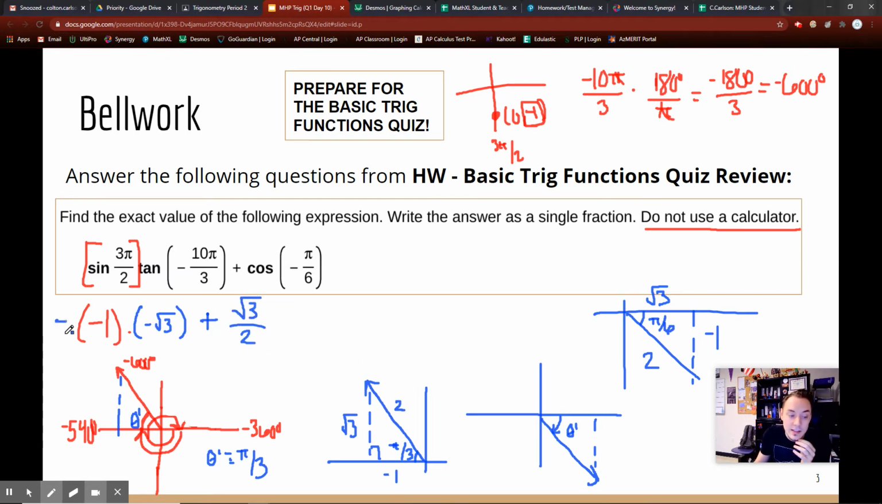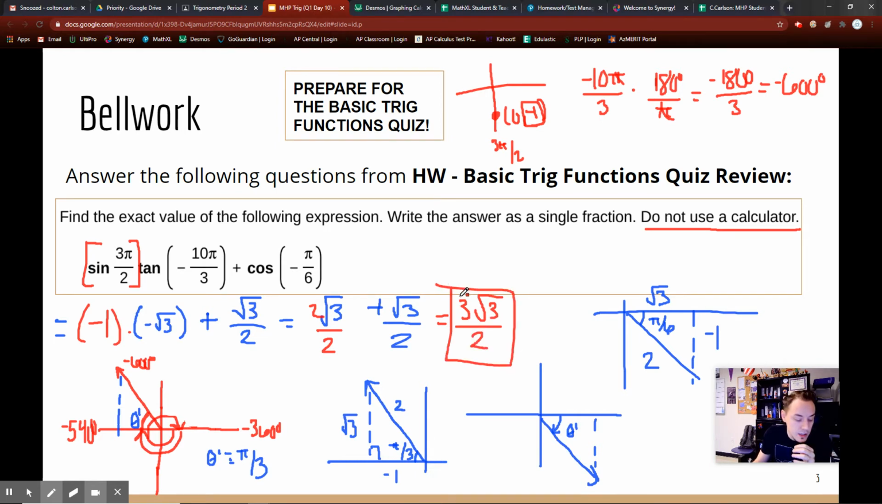So I have negative 1 times negative radical 3, and then plus this. So what does this equal? This actually equals radical 3, and then plus radical 3 all over 2. And then I need to combine like terms. So this is times 2 times 2. So this actually equals 3 radical 3 all over 2. And you will get that answer. So that is my final answer.